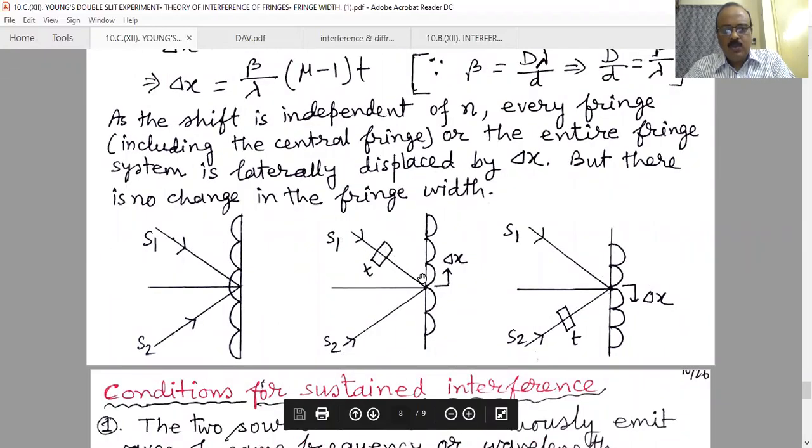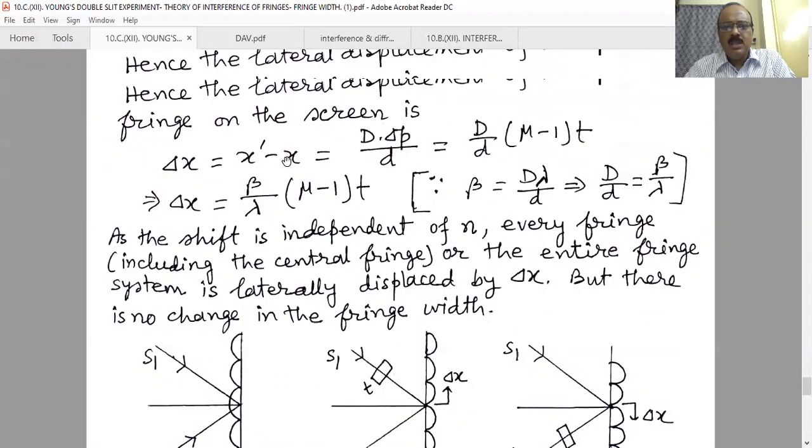That means S1O and S2O, now these two are not equal optical paths. It seems to be equal path physically, but the optical path is not the same. Here the optical path is now more, because we introduce thickness t here. Now the S1O and S2O optical paths are not equal, though the physical paths are the same.